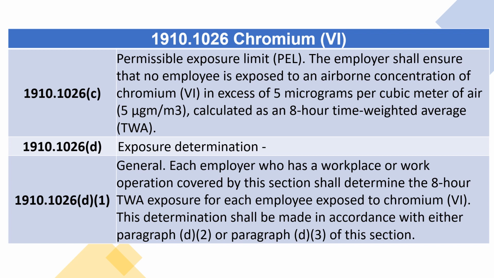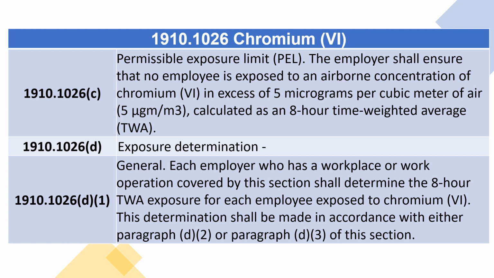1910.1026(c), Permissible Exposure Limit (PEL). The employer shall ensure that no employee is exposed to an airborne concentration of chromium (VI) in excess of 5 micrograms per cubic meter of air (5 µg/m³), calculated as an 8-hour time-weighted average (TWA).